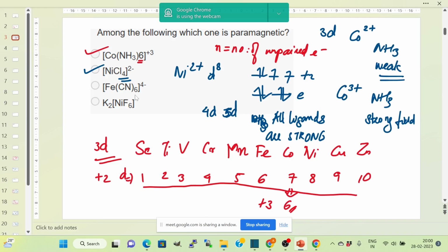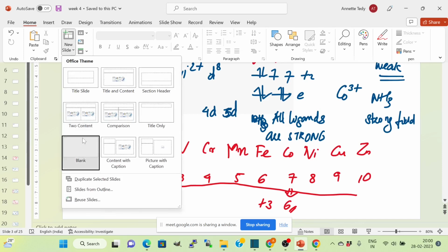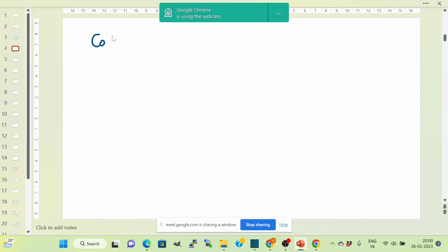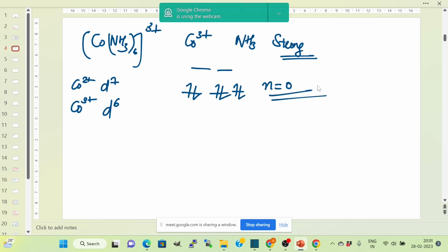So basically for cobalt, let me take a new slide. Cobalt NH3 6 3 plus. Here the cobalt is in 3 plus state, so NH3 is a strong field ligand. This is octahedral, so T2g, eg. As I said, cobalt in 2 plus state has d7 electrons, so cobalt in 3 plus state will have d6 electrons. Since it is a strong field ligand, we will go for pairing: 1, 2, 3, 4, 5, 6. So the number of unpaired electrons is 0. So this is a diamagnetic complex.